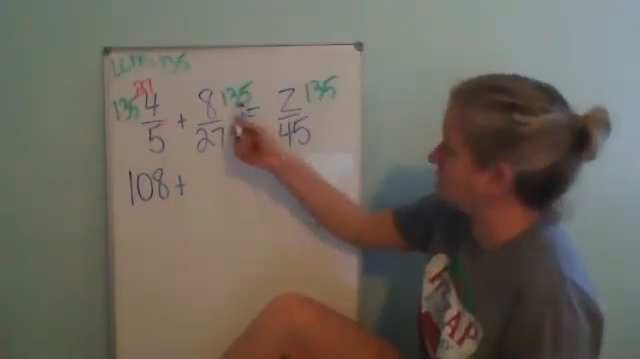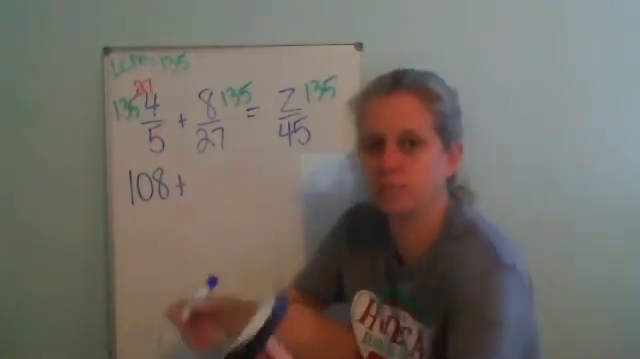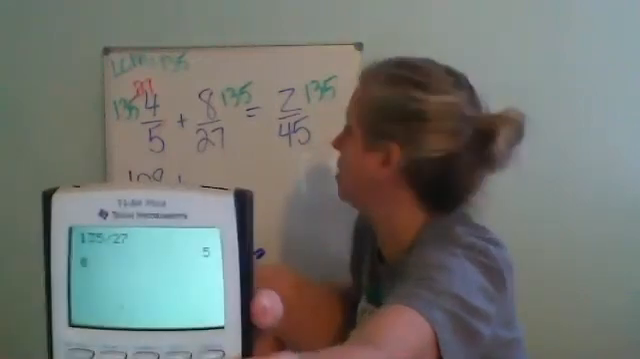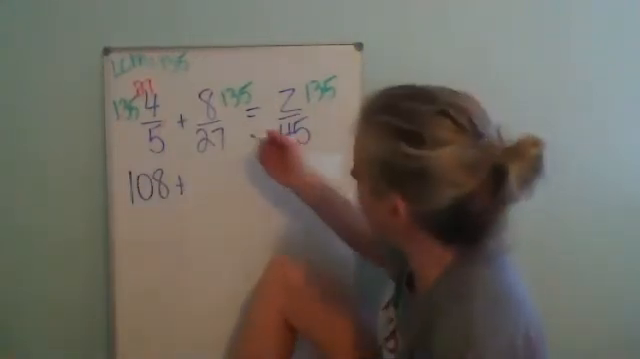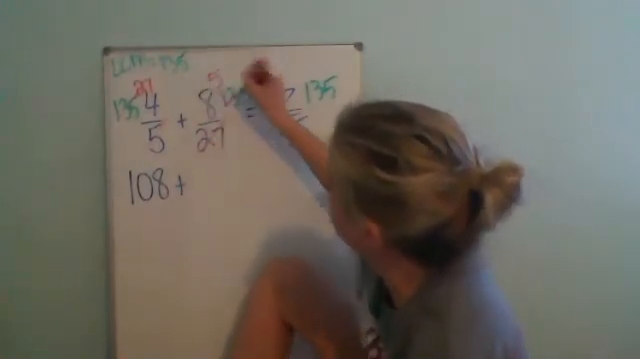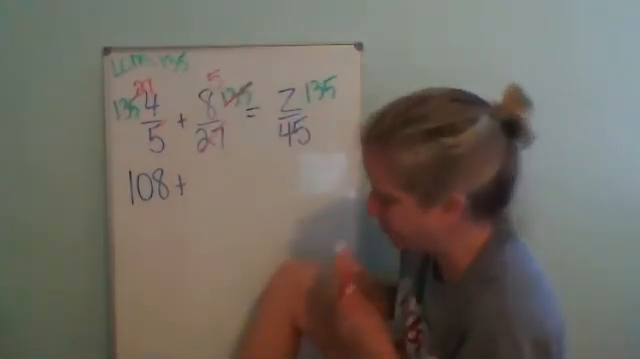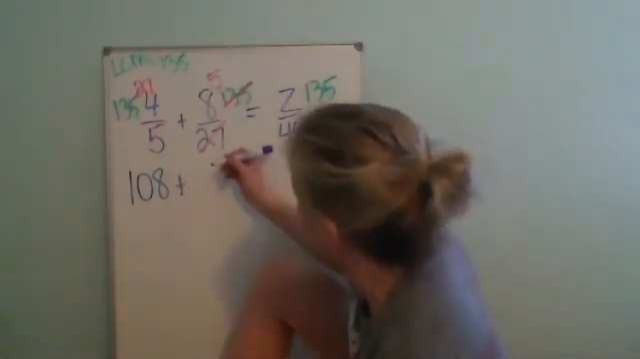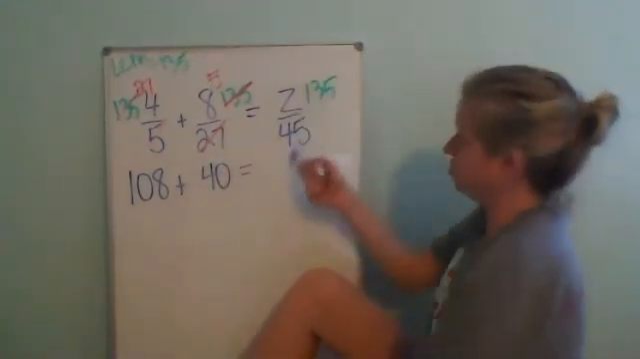So let's see, 135 divided by 27. I'll show you exactly what I'm doing. I'm just doing 135 divided by 27. And what did that give me? It gave me 5. So 135 over 27 gave me 5. And then I'll multiply what is left. So I have an 8 and a 5 left, which is 40. Equals, do this side too.